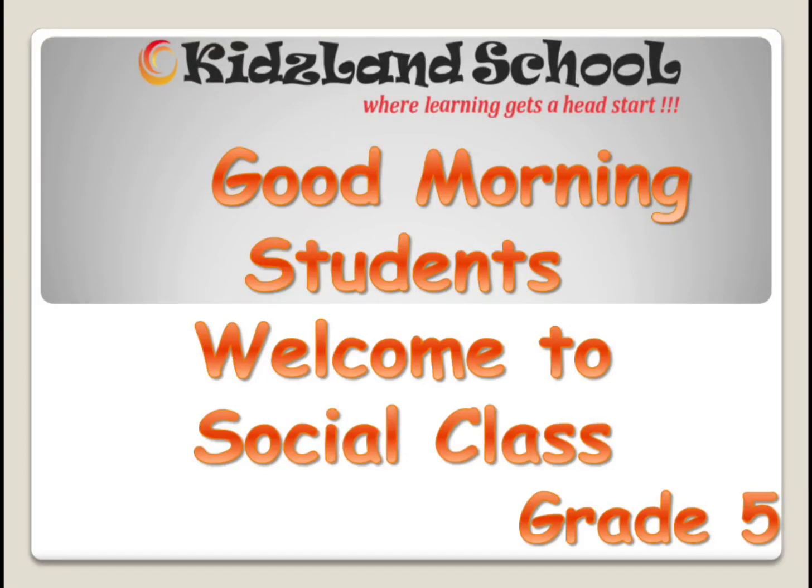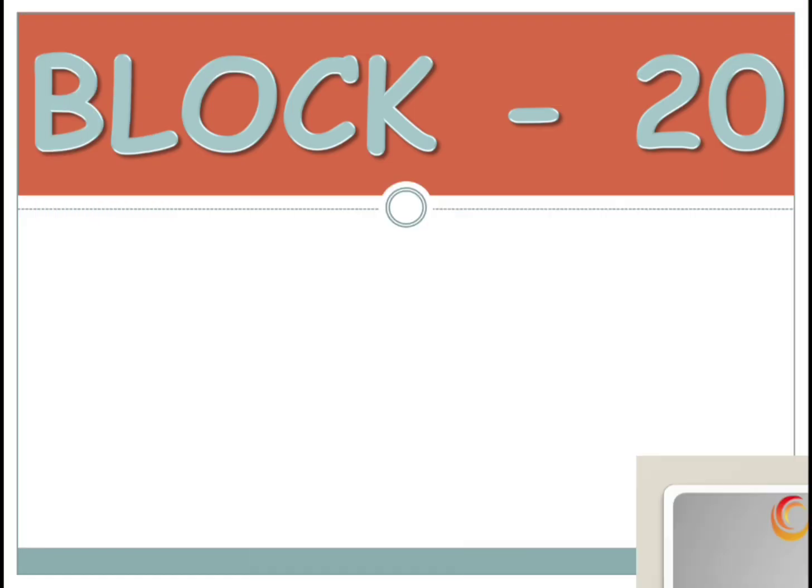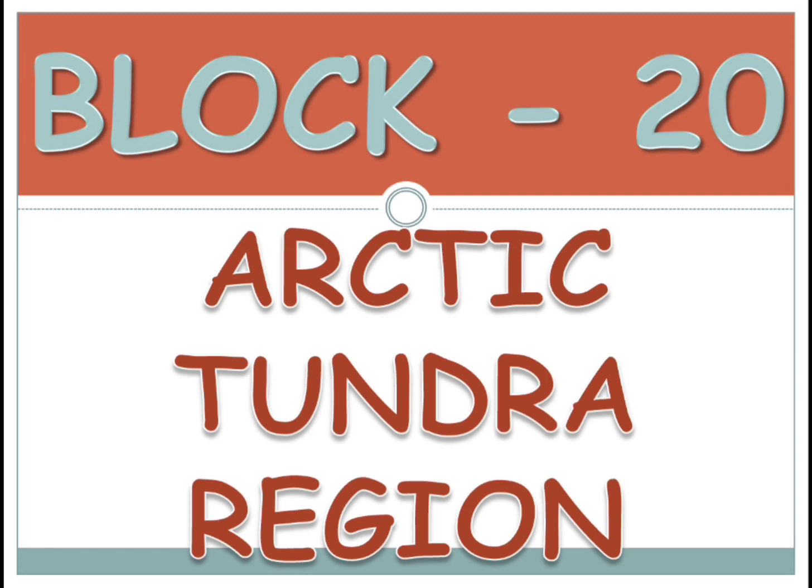So, in social, we have started with the 20th block, which is Arctic Thunder region, which is the fourth climatic condition. Yes, and yesterday we learned about the location and the climate of this region. The climate is very cold. Why? Because the sun rays are slanting towards these places. As they are slanting, they receive less sunlight. The sun's heat will also be less, so the climate is cold. And also we have learned that the location of this thunder region is in the northern hemisphere near the northern pole.